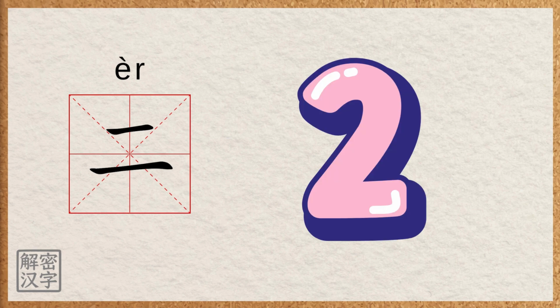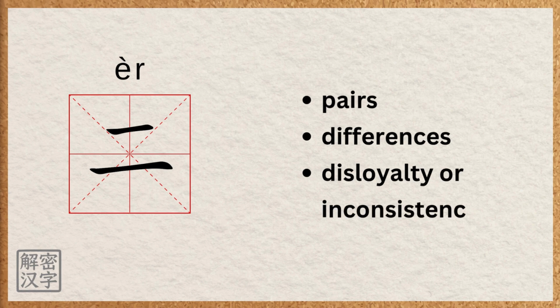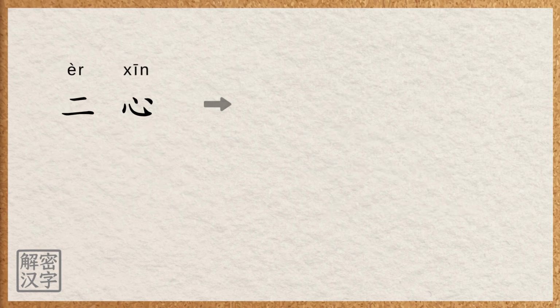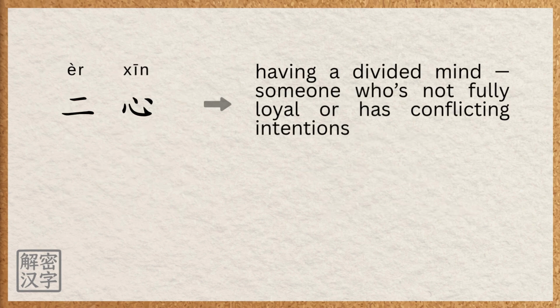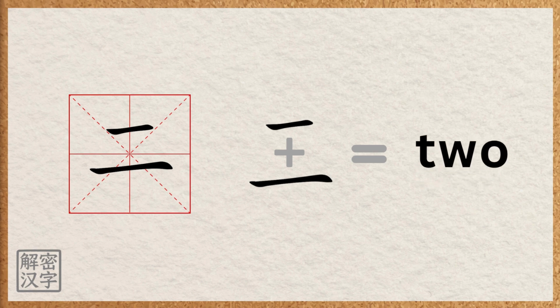二 represents the number 2, but it can also suggest the idea of pairs or differences. Sometimes it's used figuratively to describe disloyalty or inconsistency. For example, 二心 means having a divided mind, someone who's not fully loyal or has conflicting intentions. 二价 means having different prices, or to bargain or haggle. Just think of 二 as 2 一 stacked together. That's why it means 2.